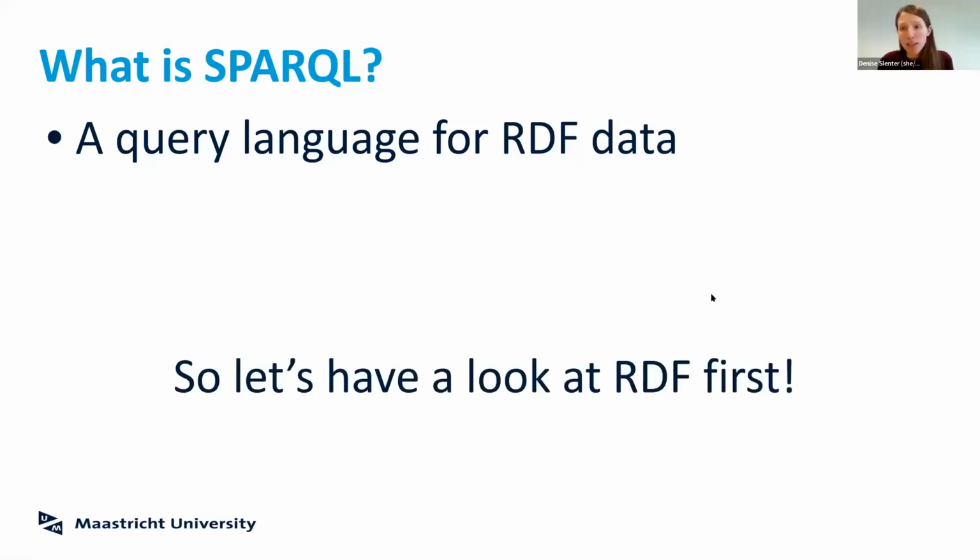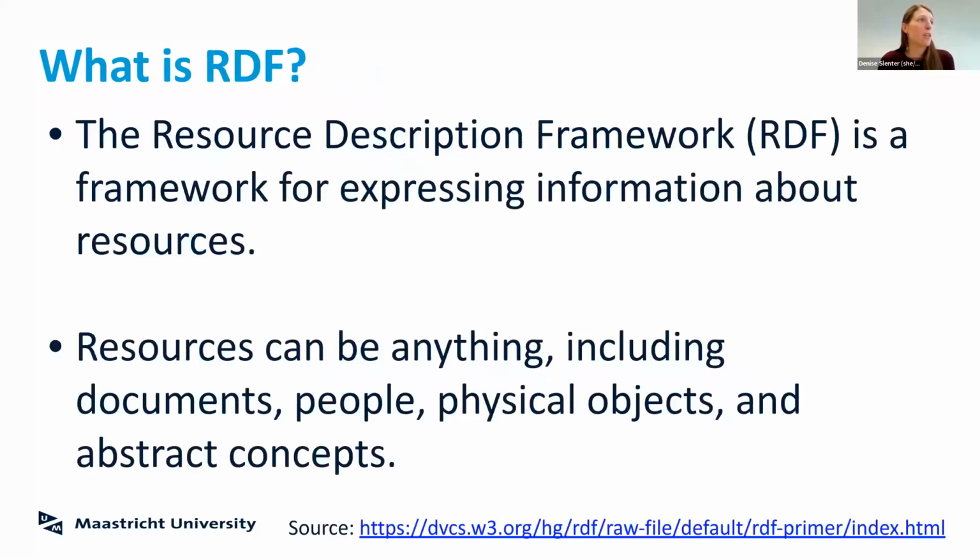So let's have a look at RDF data first and how that information is stored and linked. So RDF is an abbreviation for the Resource Description Framework. And this is a framework or a format to express information about resources. And the resources can be anything. Can be people, documents, biological concepts, genes, proteins, you name it, you can put that into the RDF format.